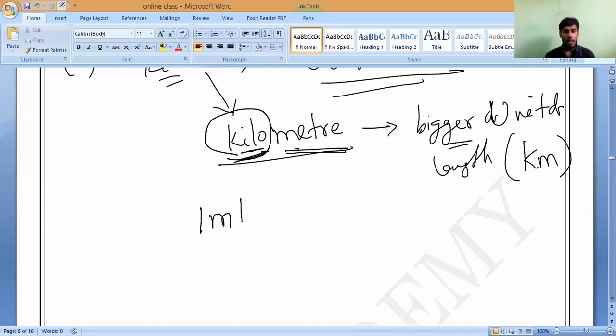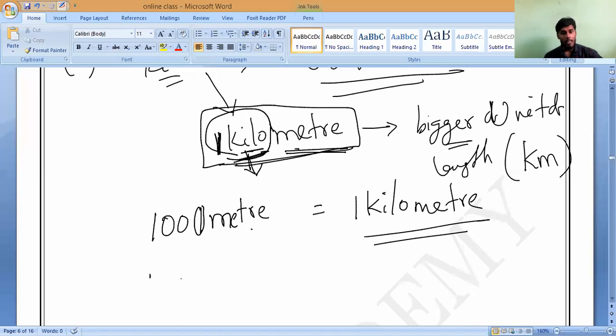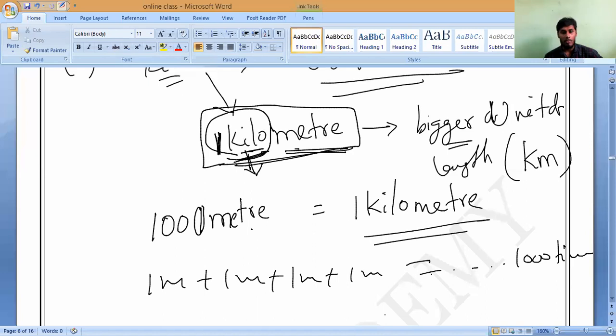1 meter is equal to, understanding? Kilo means equals to what? 1000 meters. Correct or not, Narayan? So I am adding 1000 meters. 1000 meters is equal to how many kilometers? 1 kilometer, because it is the bigger unit. If I add 1 meter plus 1 meter, 1000 times, it will give you how many kilometers? 1 kilometer. Do you understand, all of you?